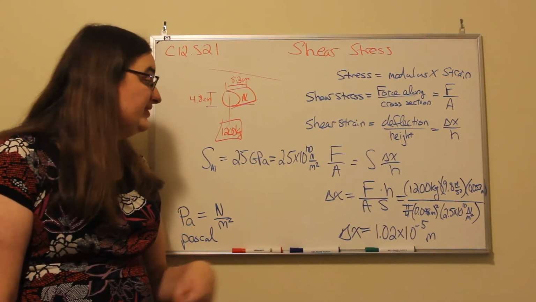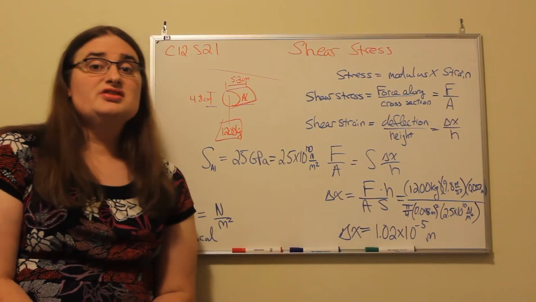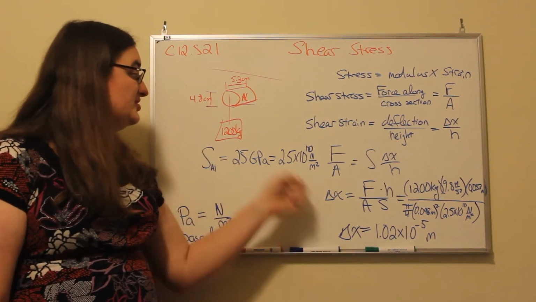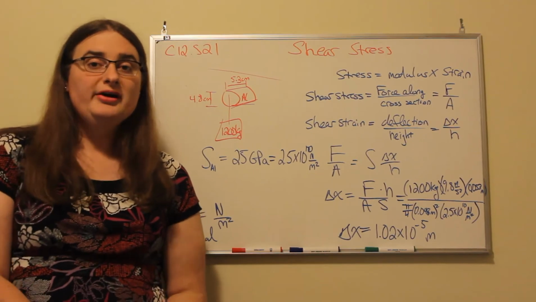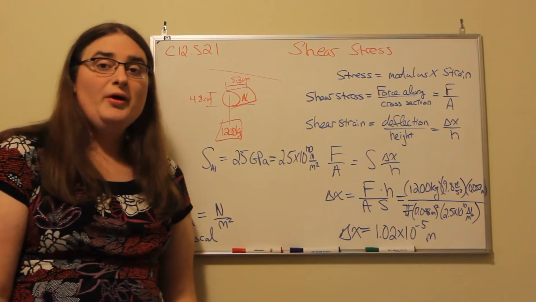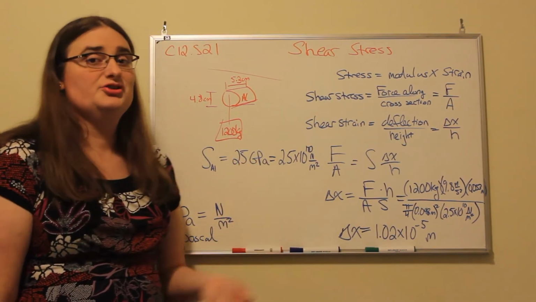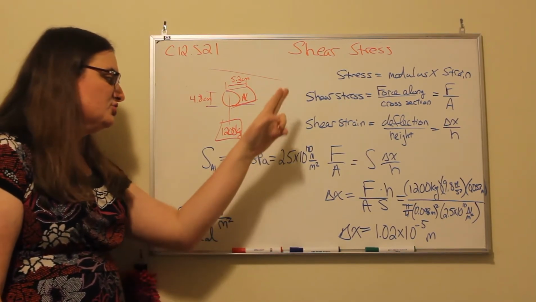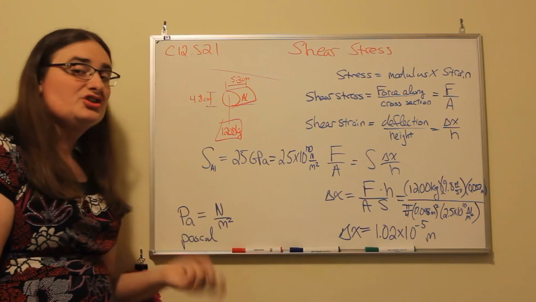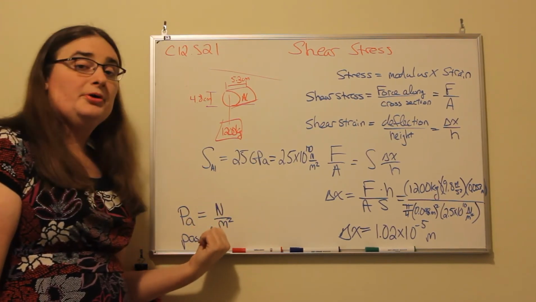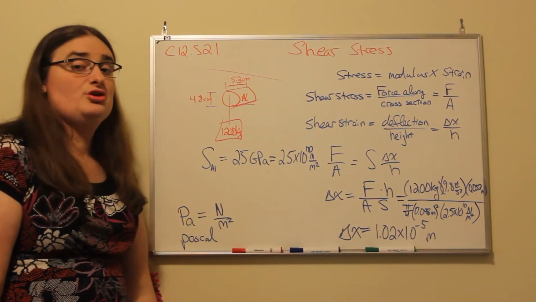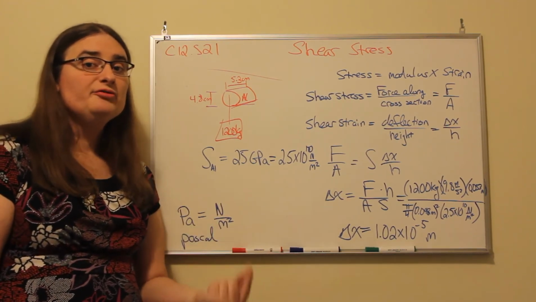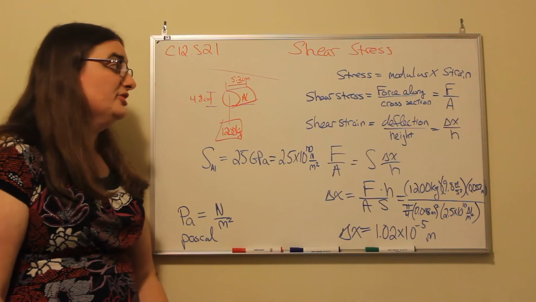So in my textbook, the shear modulus for aluminum is given as 2.5 times 10 to the 10 newtons per meter squared, which is also 25 gigapascals. And you'll see pascals a lot for units of stress because a pascal is a unit of force per area, Newton per meter squared. And we'll run into pascals more when we talk about fluids and fluid pressure.